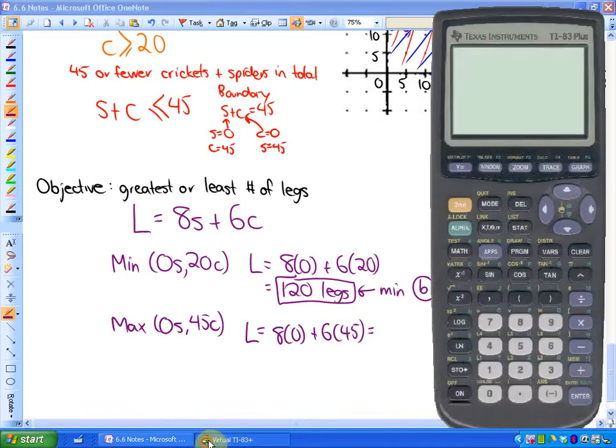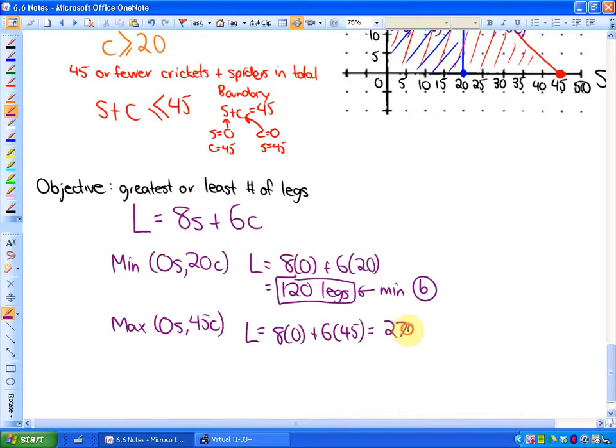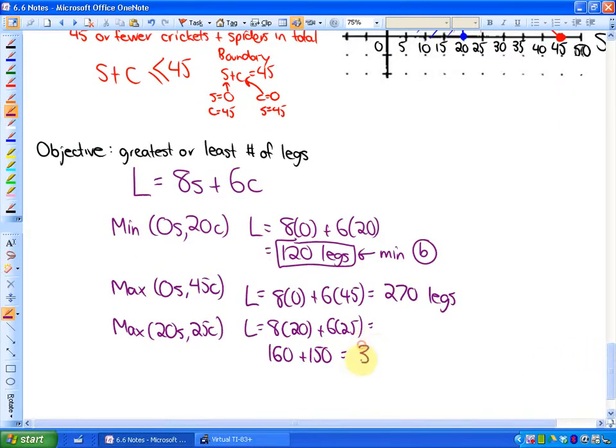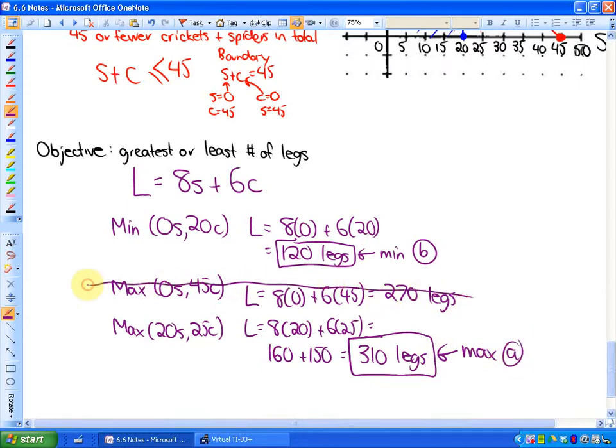And that would be a total of 270 legs. Or another possibility would be, is the max going to be 20 spiders and 25 crickets? The number of legs there would be 8 times 20 plus 6 times 25. And that would be 160 plus 150, and that's a total of 310 legs. So that would be our actual maximum. And that's our answer to part A. So this is not our maximum.